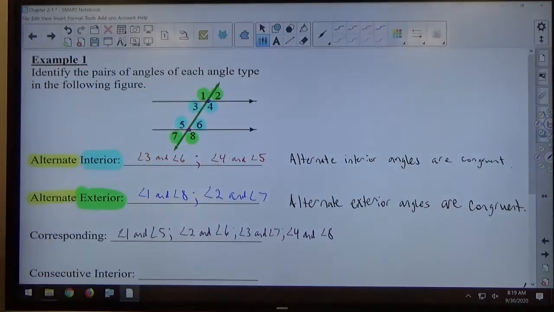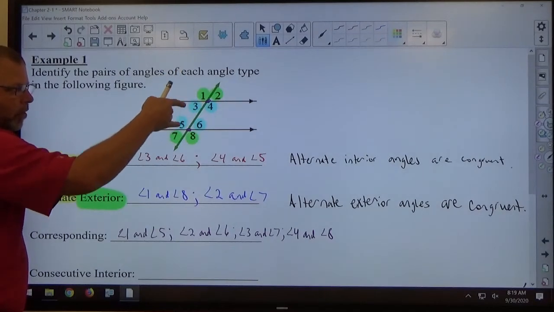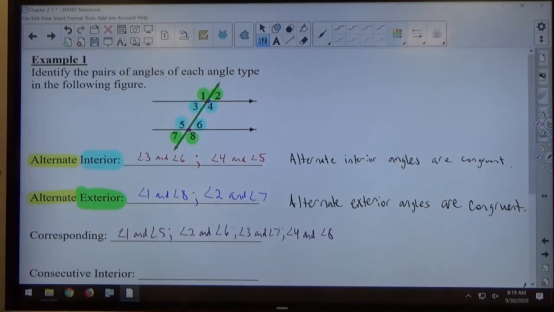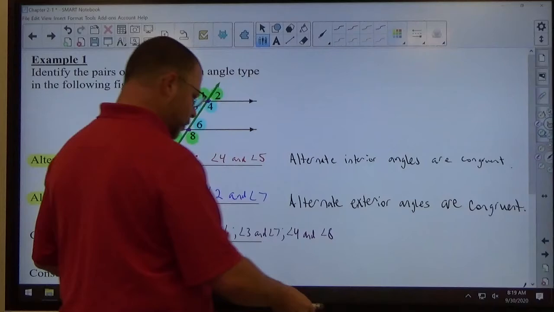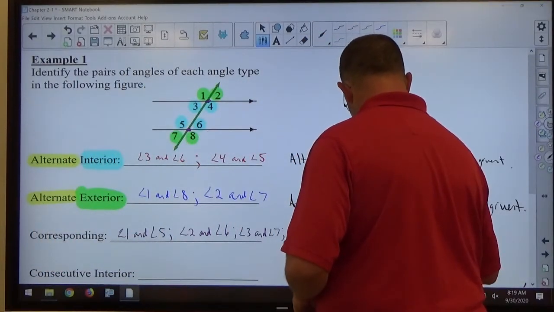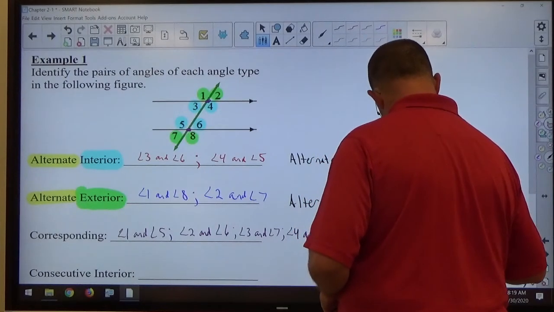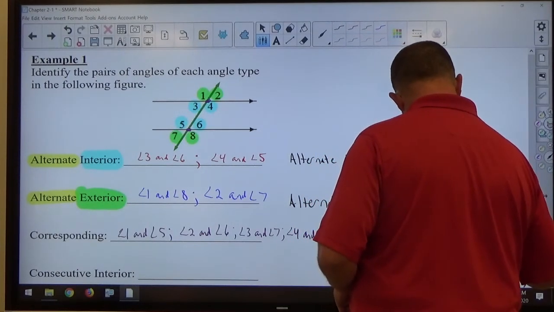The 4 and 6 have the same color. My eyes tricked me there. So yeah, 4 and 8 would be corresponding. So corresponding angles, that's where they are. And again, left and above, right and above, left and below, right and below. And the property associated with corresponding angles is corresponding angles are congruent.